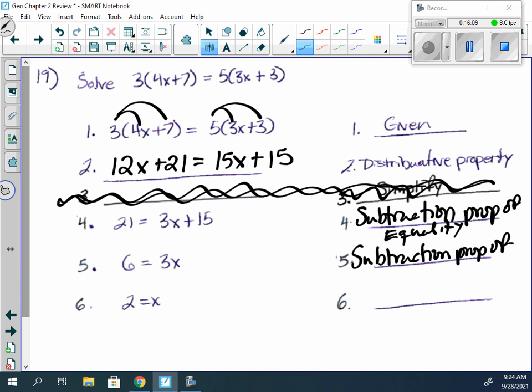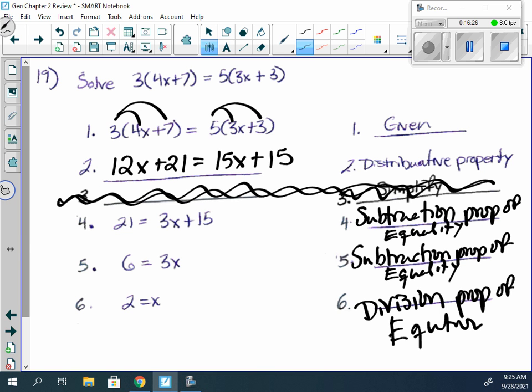Yes, so that again would be our subtraction property of equality. So all these steps just move up. Because in the key, I think it would say that 3 is subtraction property of equality, 4 is the subtraction property of equality, and 5 is the division.